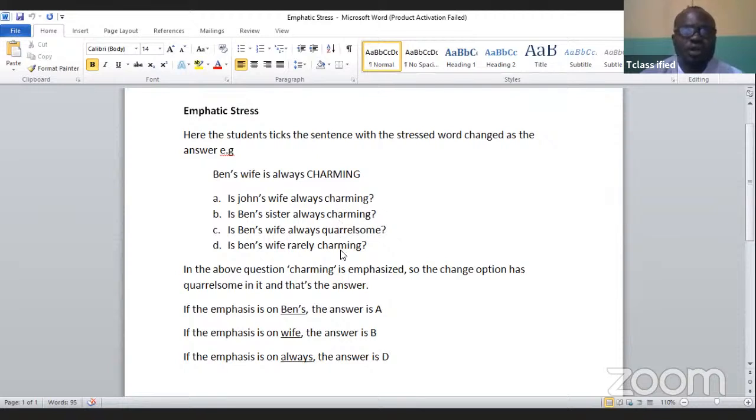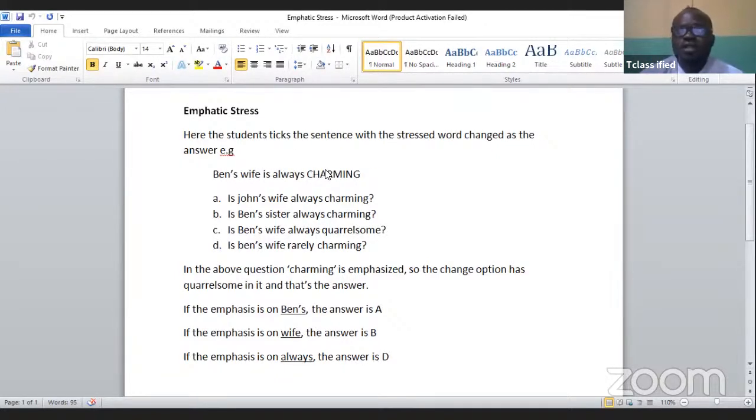So check through your options. Where is this word charming changed? You can see here we still have charming, we still have charming here, but here charming has been changed to quarrelsome. And here we have charming again. So if you check through this, you can see that option C is the answer. This is how you go about getting the answer.